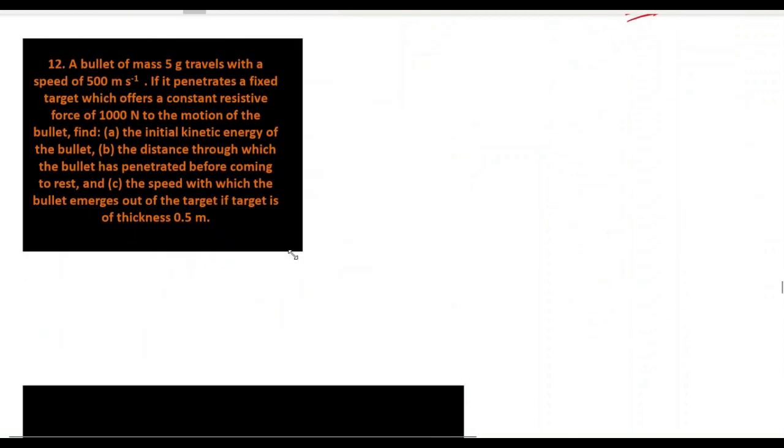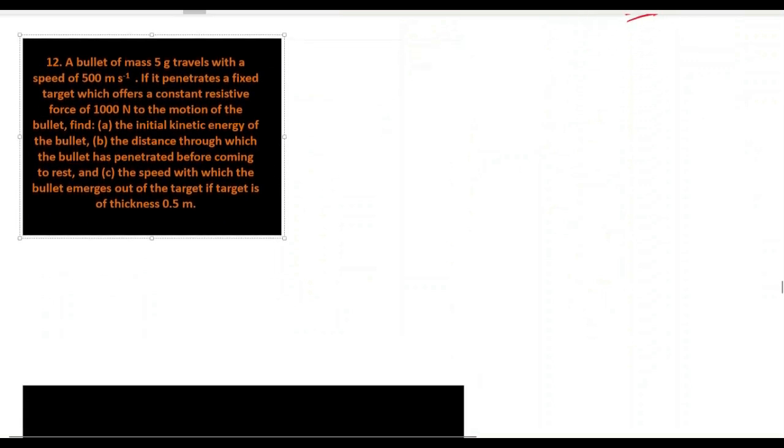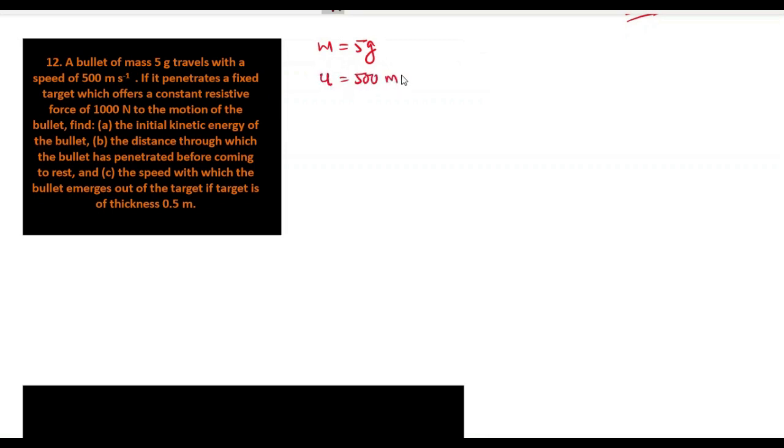Next question. A bullet of mass 5 grams travels with a speed, initial velocity, of 500 meter per second. If it penetrates a fixed target which offers a constant resistive force of 1000 Newton to the motion of the bullet. Okay, so there is a resistive force on the bullet, which is 1000 Newton, offered by a fixed target to the bullet.